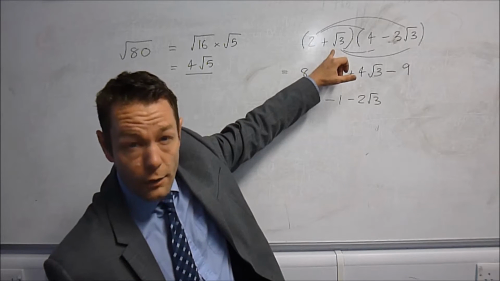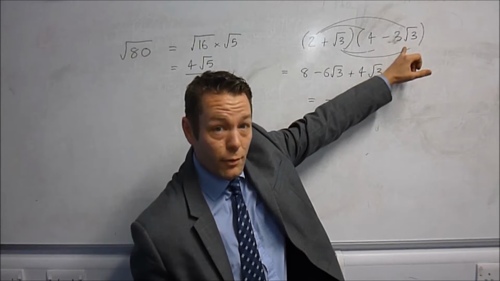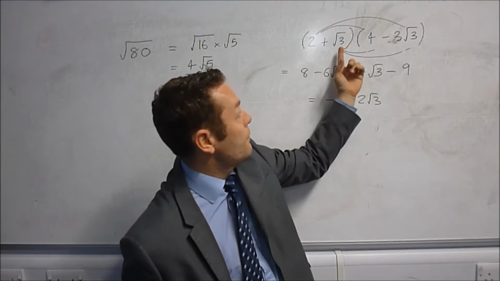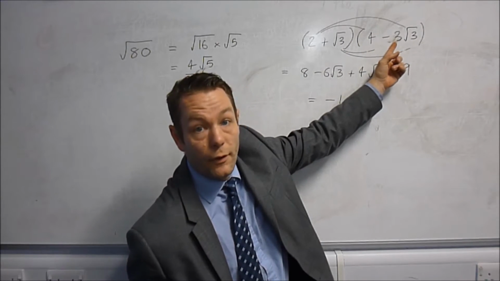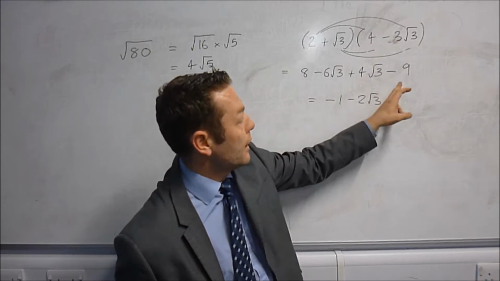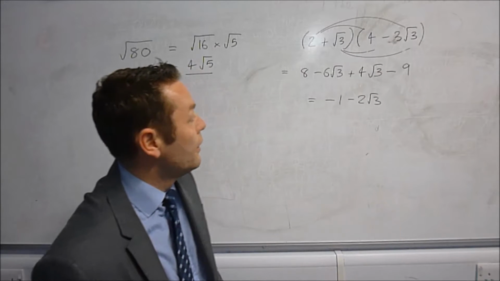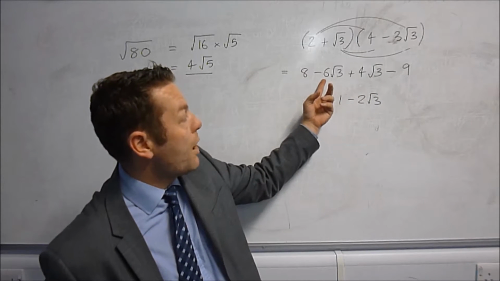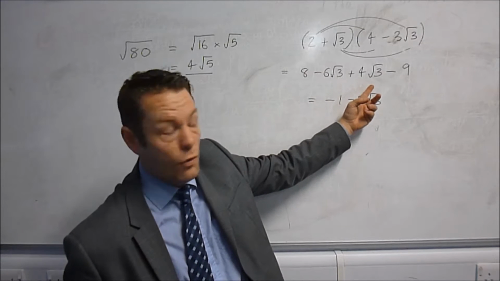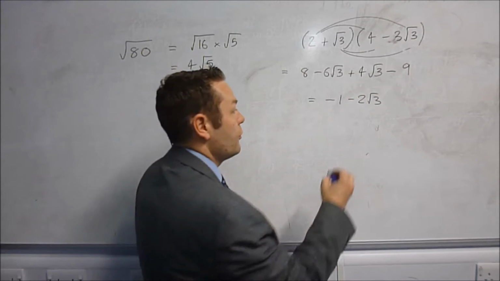And lastly, the hardest one, root 3 times 3 root 3. Got to be careful here. Root 3 times root 3 is 3. And then multiplied by the second 3 in front gives us our minus 9, because only one of them is negative. Then simplify down, 8 take away 9, minus 1, minus 6 root 3, 4 root 3 gives us our minus 2 root 3. Boom, question 2 done.